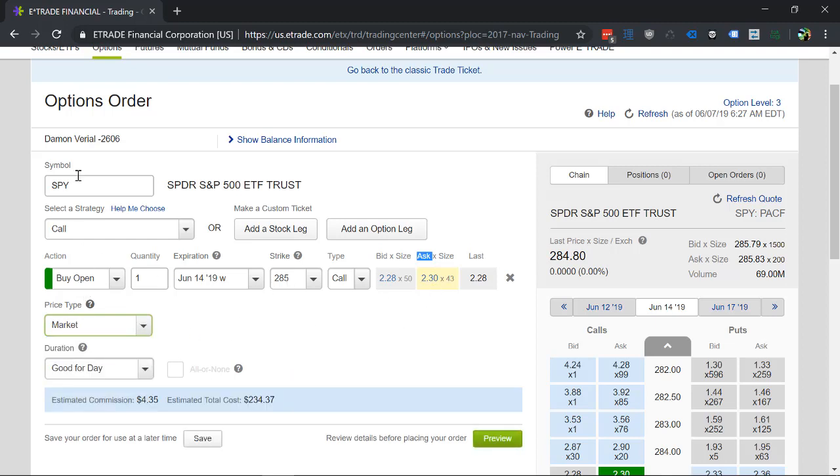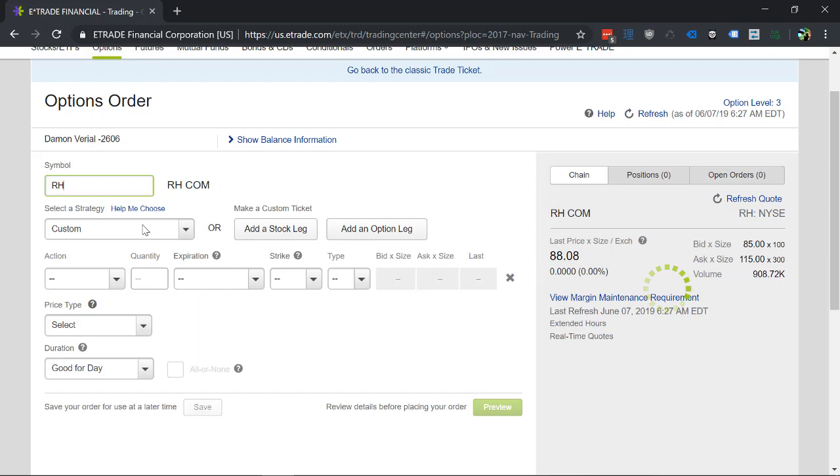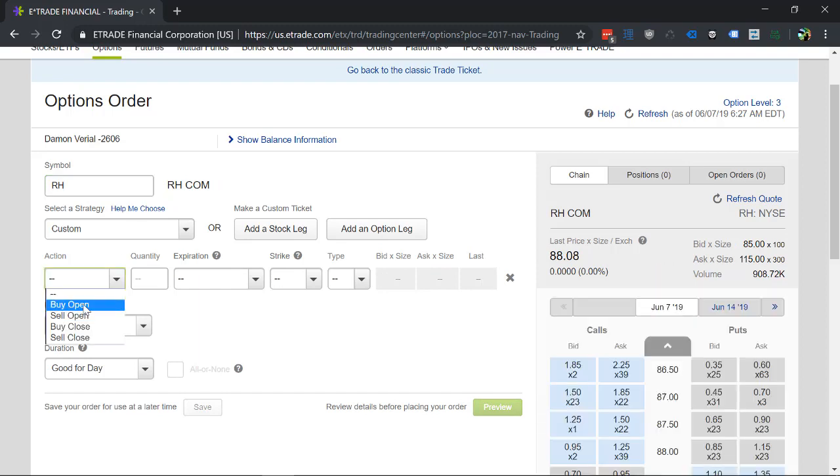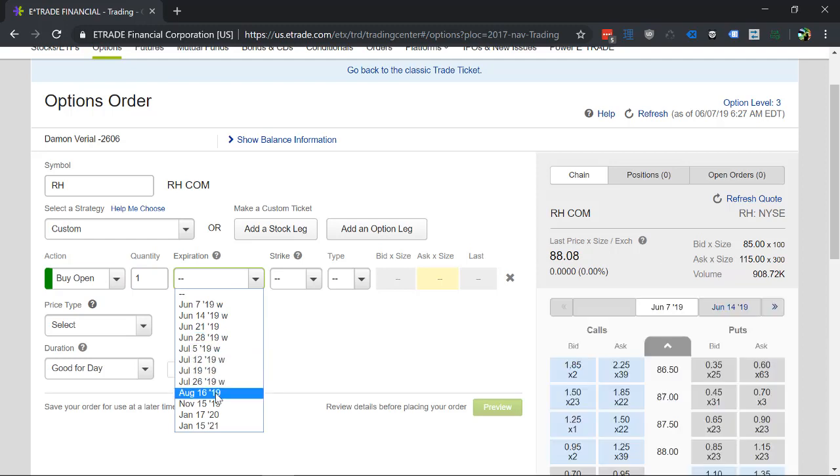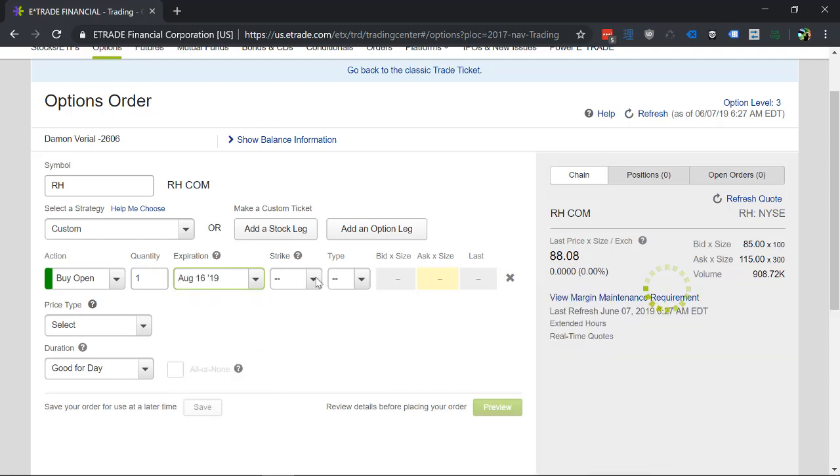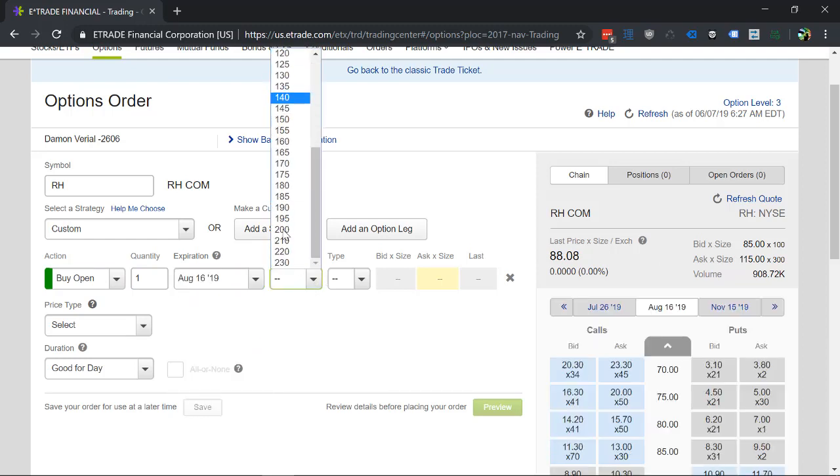But if you see a ticker with a spread that's not so tight, let's do RH. We're going to buy a August, go with 105 call.